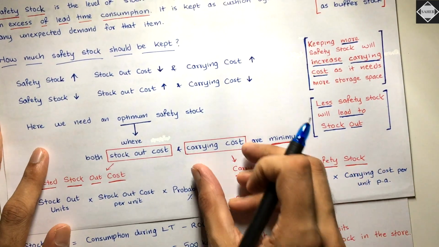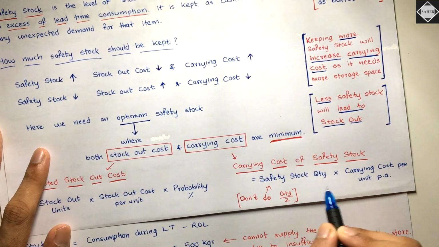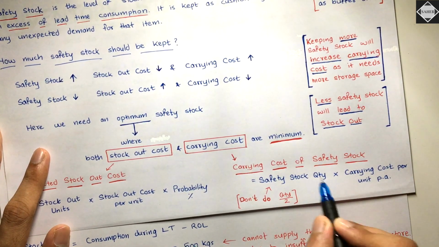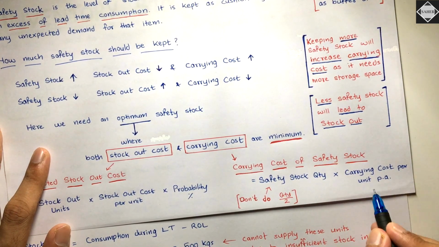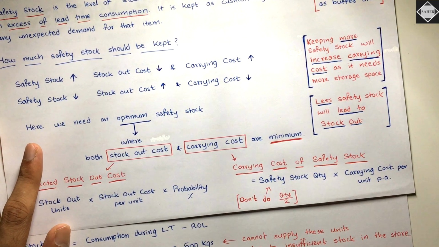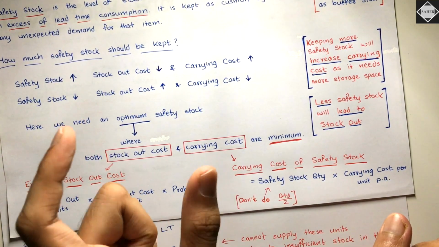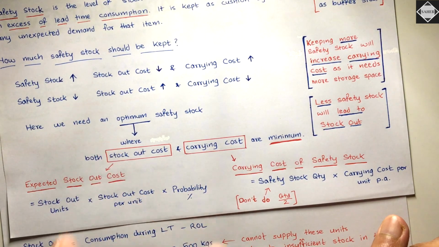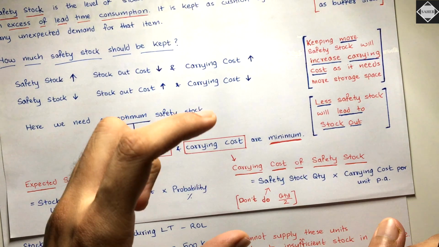And then carrying cost of safety stock also we need to calculate, which is the safety stock quantity. Whatever safety stock is there in that scenario, you will multiply that by the carrying cost per unit per annum. Do you remember in EOQ what we used to do? In EOQ we used to take average inventory, isn't it? How we used to calculate average inventory? We used to take the EOQ or the reorder quantity divided by 2. We used to get the average inventory.